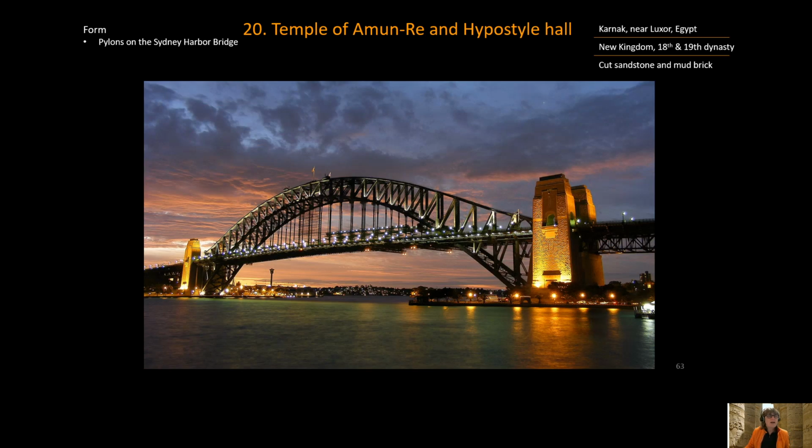And this form of pylon can be seen on bridges. This is a beautiful picture of a bridge in Australia, and these are pylons.